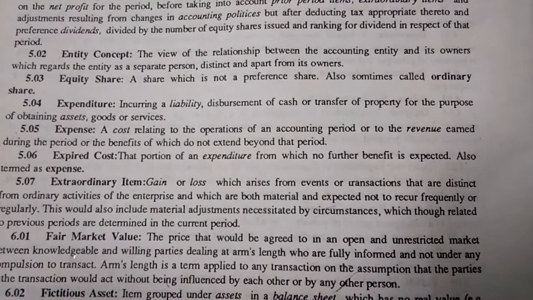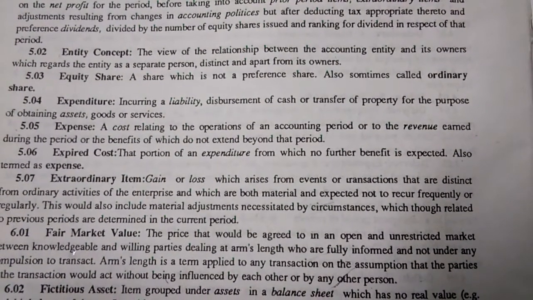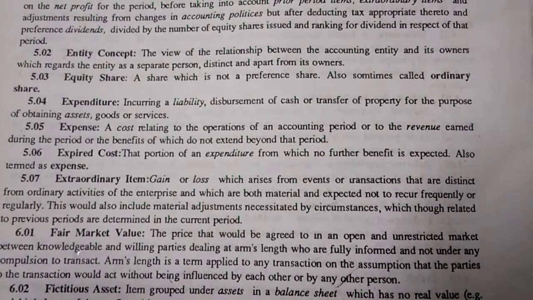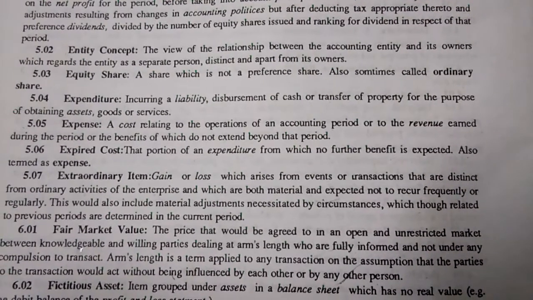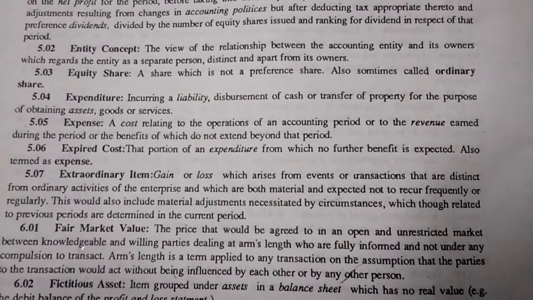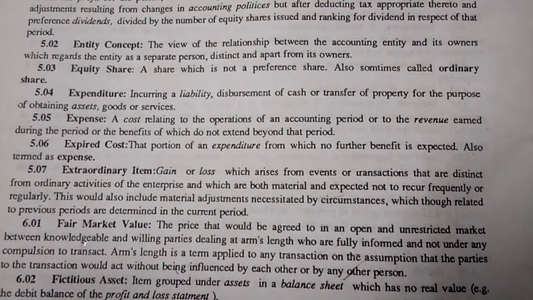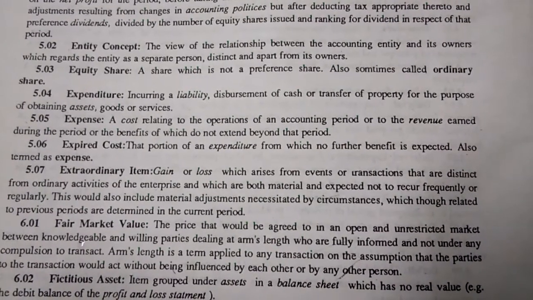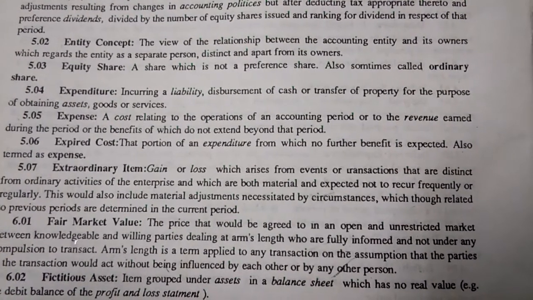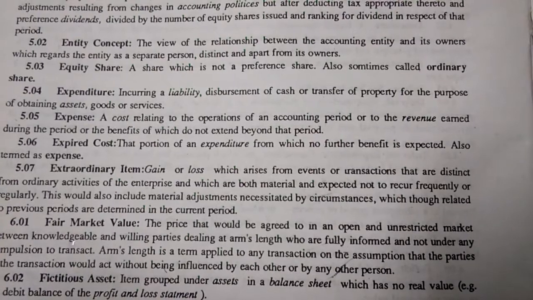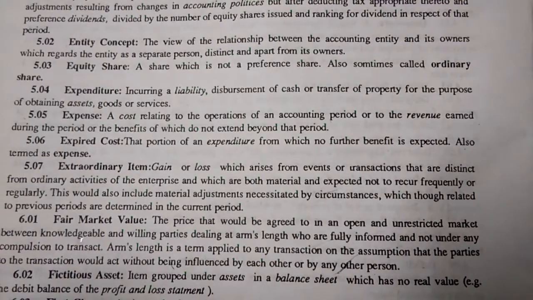Expenditure: incurring a liability, disbursement of cash, or transfer of property for the purpose of obtaining assets, goods, or services. Expense: a cost relating to the operations of an accounting period or to the revenue earned during the period, or the benefits of which do not extend beyond the period. Expired cost: the portion of an expenditure from which no further benefit is expected, also termed as expense.